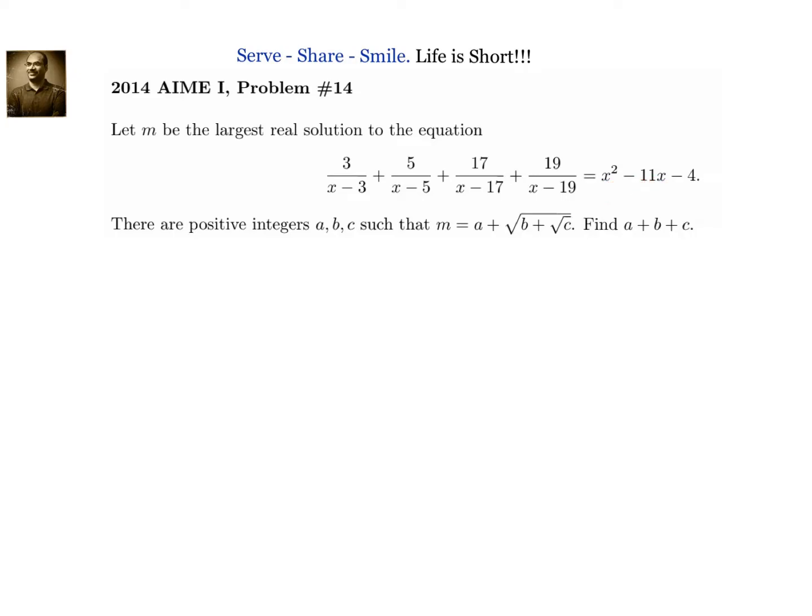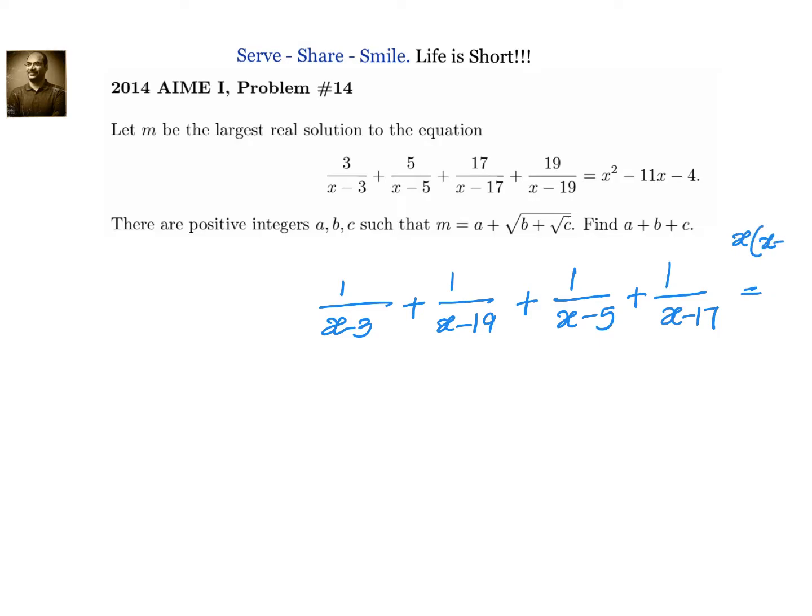So what is that I am trying to tell? Let me just put it down. The first thing is, if this problem becomes like this, then it is easy to solve. 1 by x minus 3 plus 1 by x minus 19 plus 1 by x minus 5 plus 1 by x minus 17, and on the other side we will take it as x into x minus 11 minus 4.